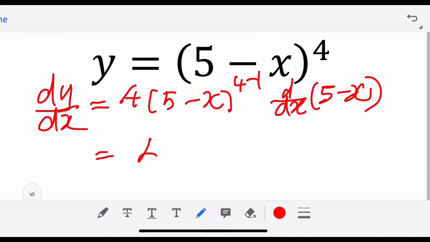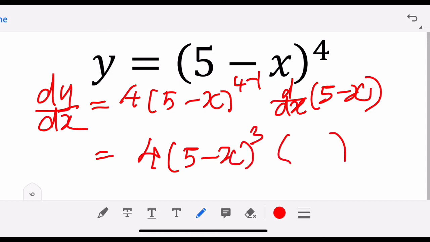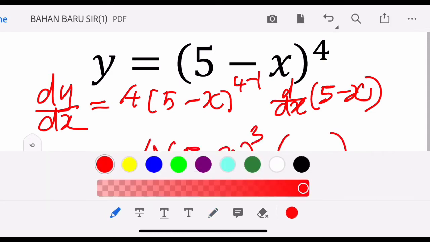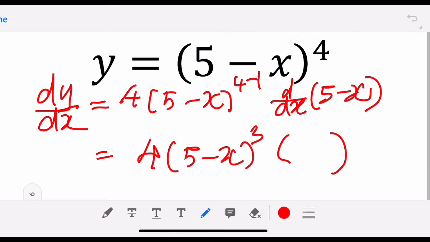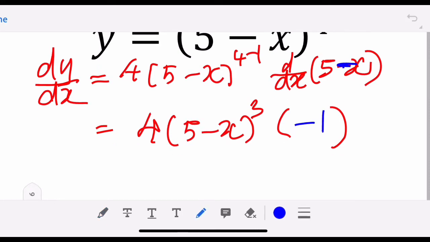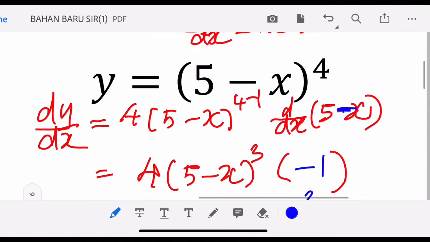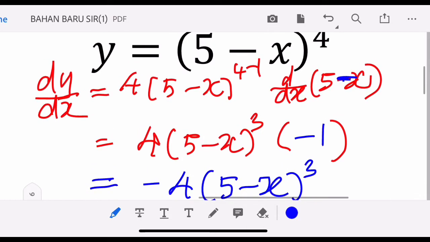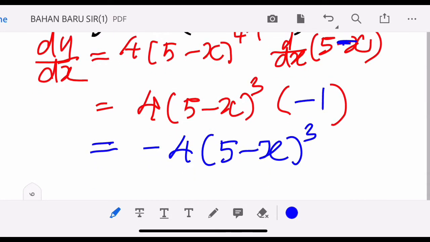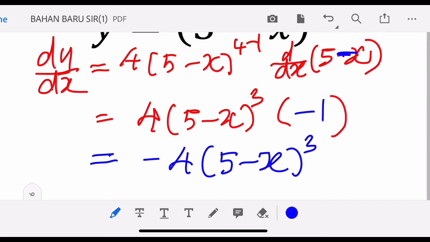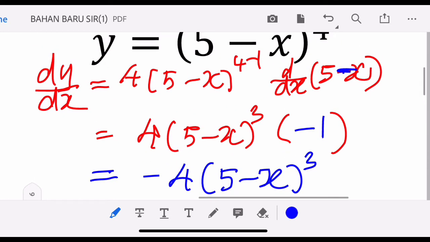When you have a chain, you have two things, right? So again, I simplify and I differentiate 5, I get 0. I differentiate negative x, I will get negative 1, right? Alright, so don't forget to differentiate in the bracket. So finally, you have to simplify your answer into the simplest form like this: negative 4 (5 minus x) to the power of 3. Alright, this is so-called the chain rule.